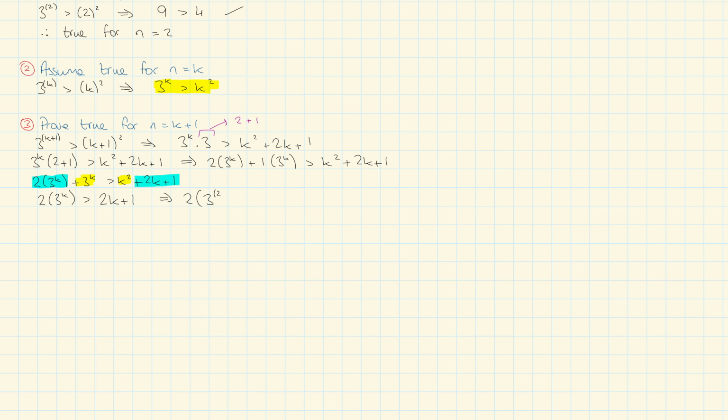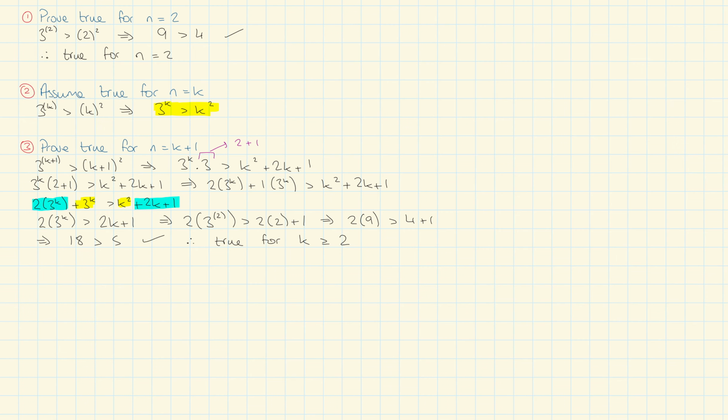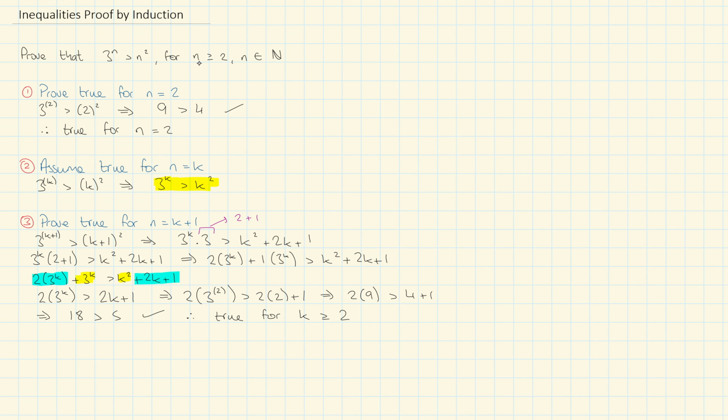So we got 2 times 9 will be greater than 4 plus 1. 2 nines are 18 is greater than 5. So just there I've shown that it's true for k is greater than or equal to 2. And again, that came from the condition at the start, where they said n is greater than or equal to 2. Okay.